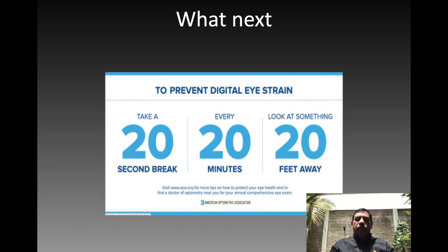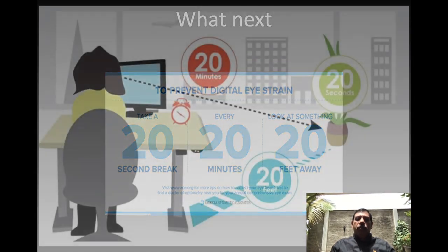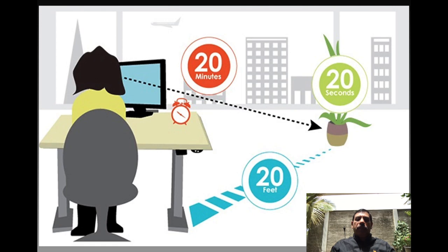What next? Can you all see this 20, 20, and 20? What does it mean? When you sit for 20 minutes, or when you are using the digital devices for 20 minutes, get up from your chair. At least for 20 seconds, you have to see a long distance, at least 20 feet or farther away, so that your ciliary muscle will relax.